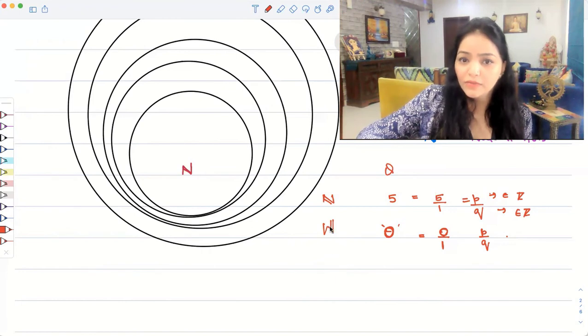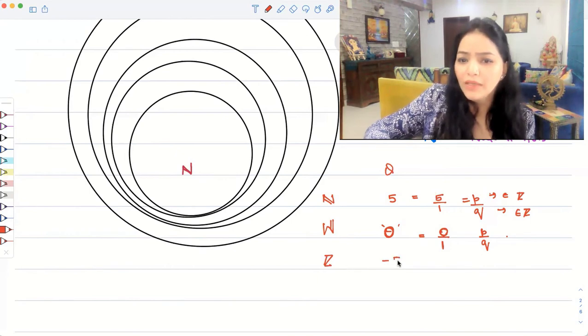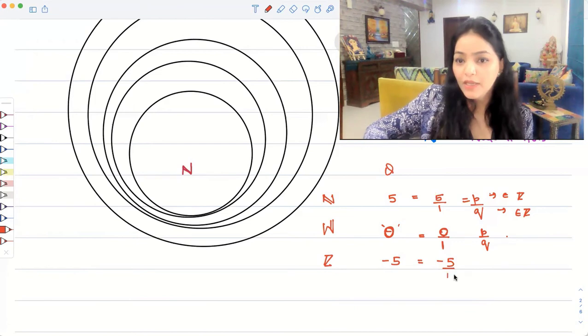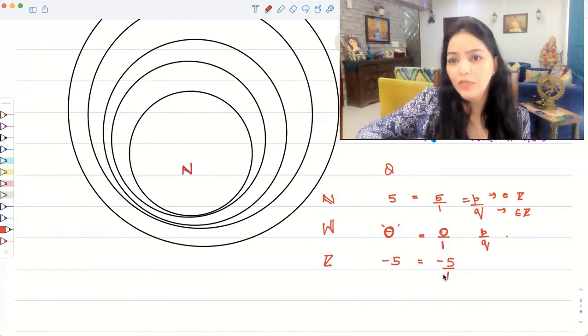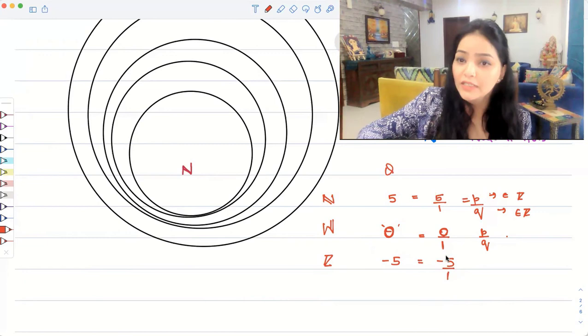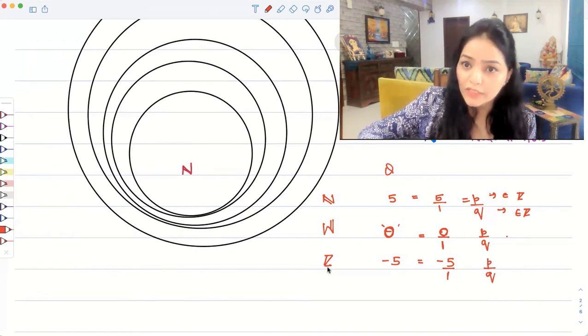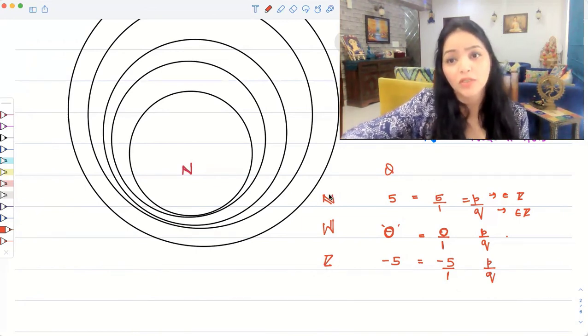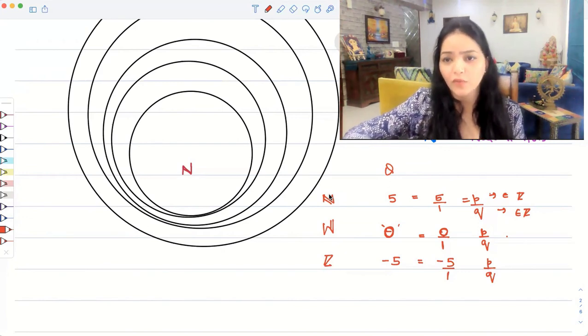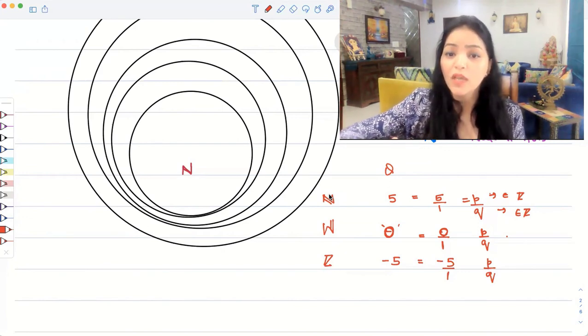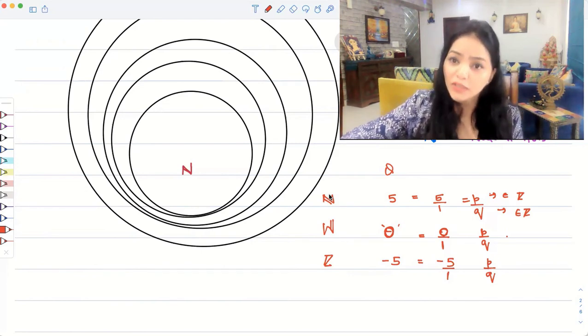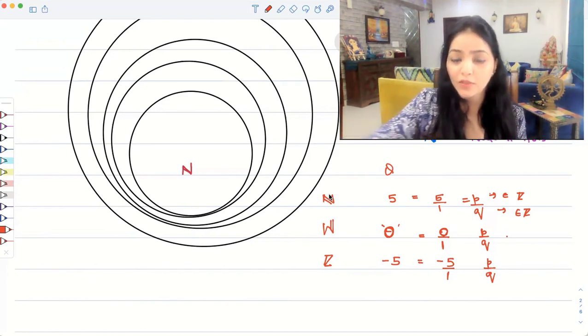Next is, so natural numbers, whole numbers, and then comes integers. The way you had 5, you can take minus 5 and represent it as minus 5 upon 1. So yes, all the integers, be it positive or negative, could be represented in terms of P by Q. Again, they are rationals. So the set of integers is very much inside the set of rationals. The set of whole numbers is very much inside the set of rationals. The set of natural numbers is very much inside the set of rationals.